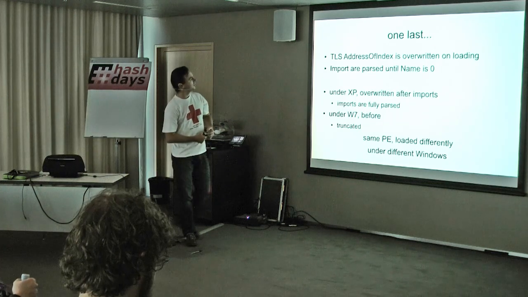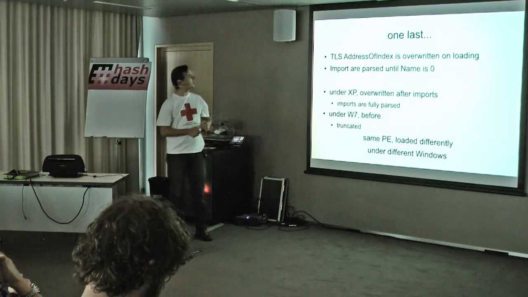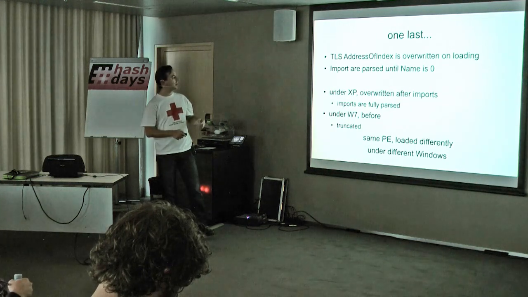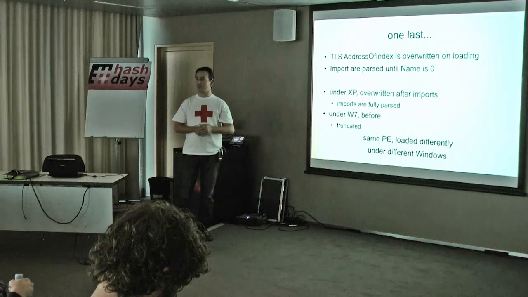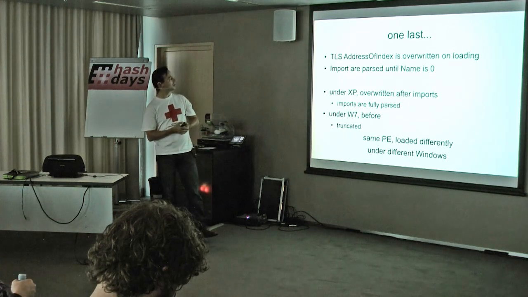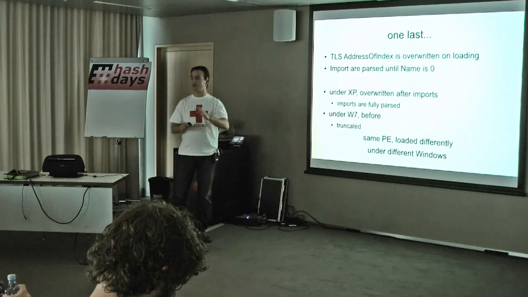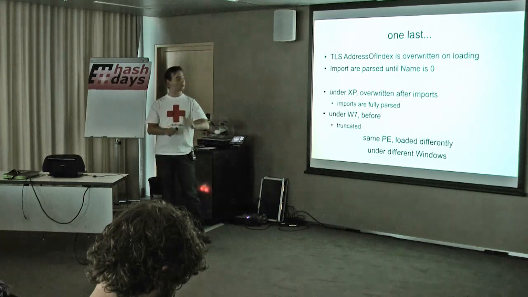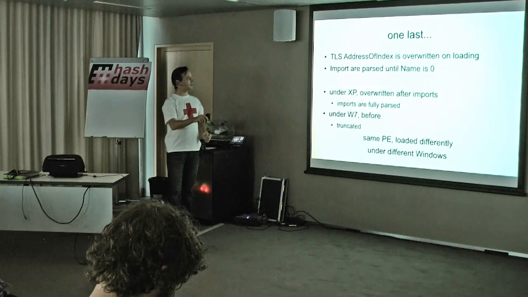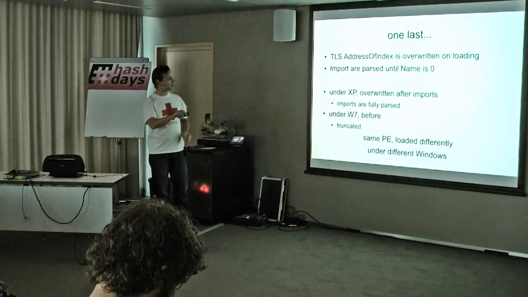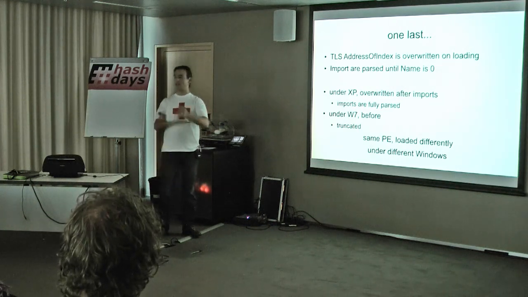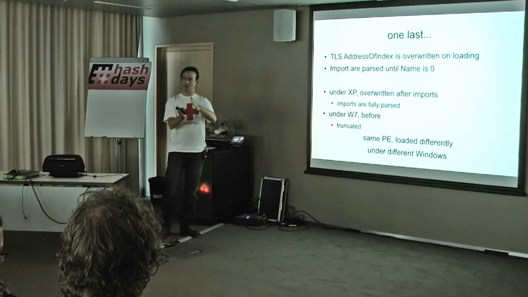And one last, not very visual, but I noticed that the address of index of the TLS is overwritten on loading. And for imports, the terminator of imports doesn't need to be 5 null DWORDs, but only if the name is 0, then the import descriptor is considered the terminator. So basically, if you make the address of index point to the name of an import descriptor, you could get that overwritten, and then the imports will be considered truncated.